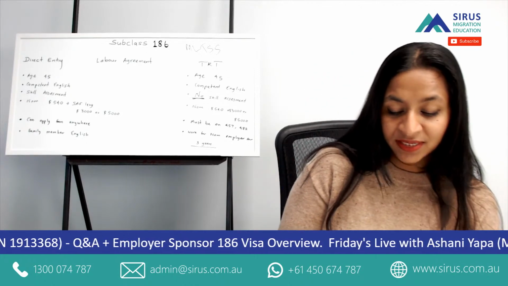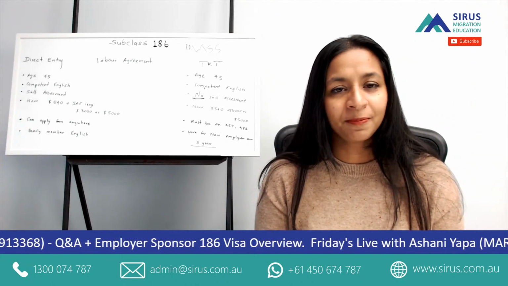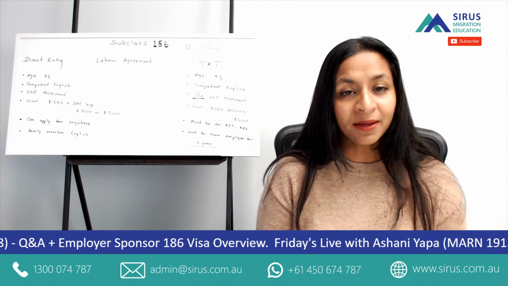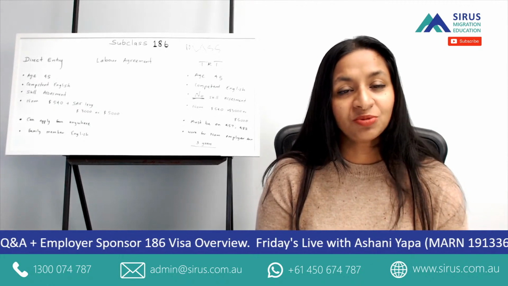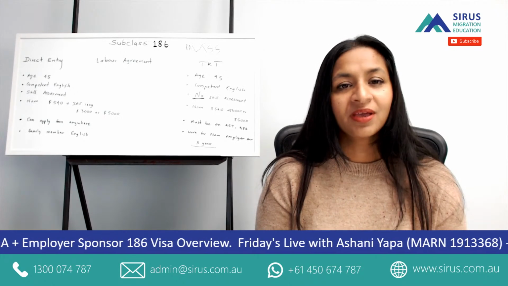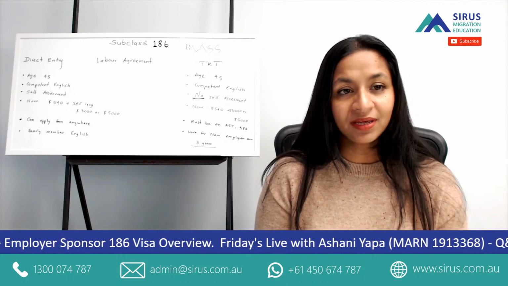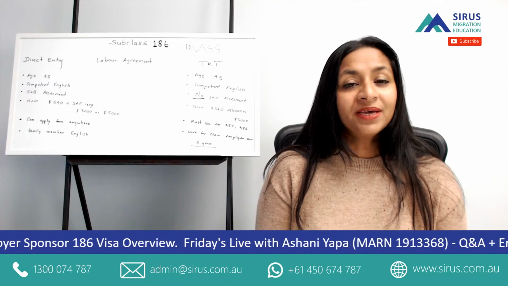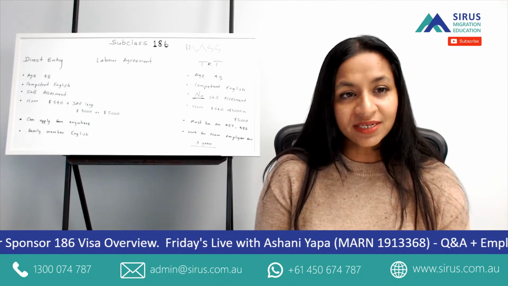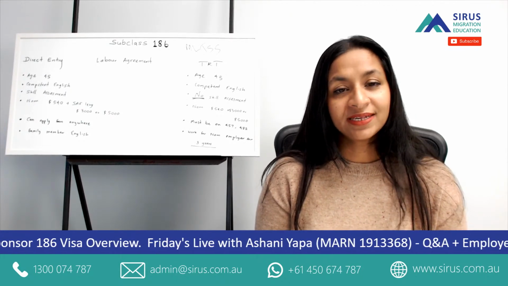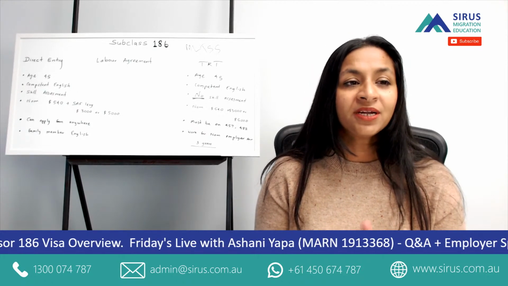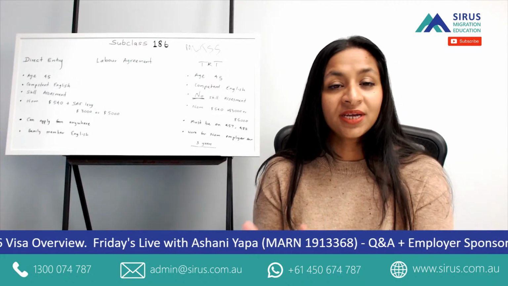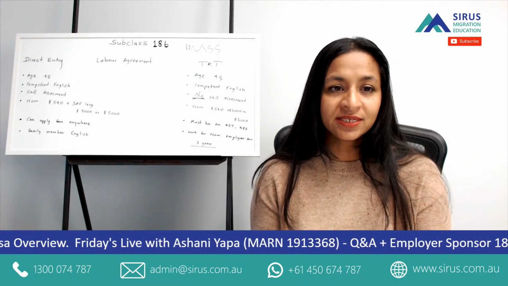Right, so what is the requirement for subclass 186 TRT? Again, when we apply for the subclass 186 TRT, the main TRT stream, the main applicant has to be under the age of 45. Main applicant needs to have competent English. Secondary applicant only needs to have functional English. The biggest benefit of going under the TRT stream is you don't need to have a skill assessment. An applicant going through the direct entry stream needs to have a skill assessment, but if you go through the TRT stream, you don't need to have a skill assessment.